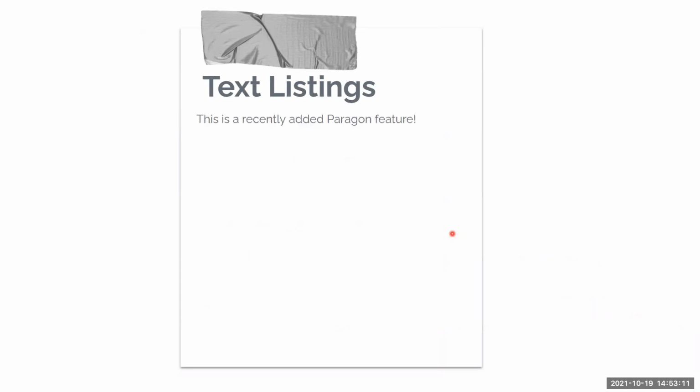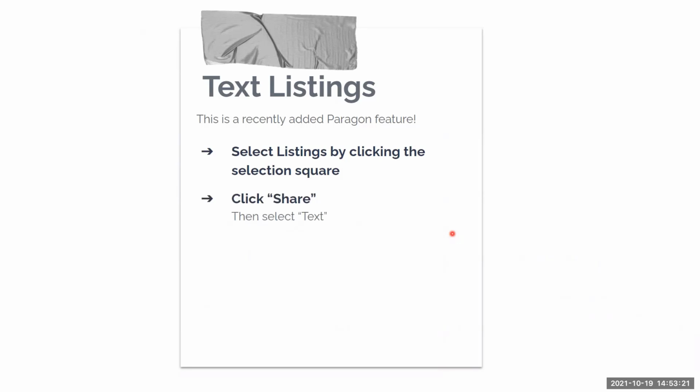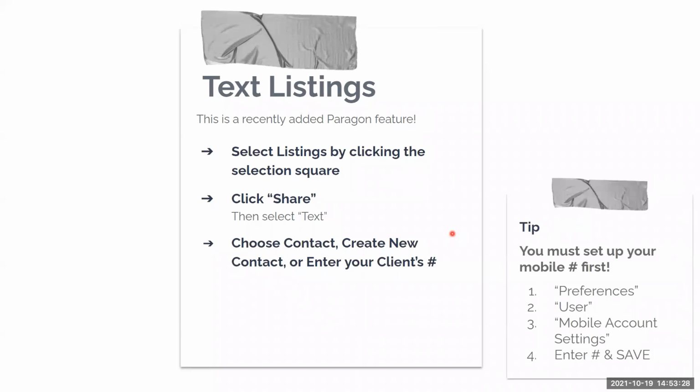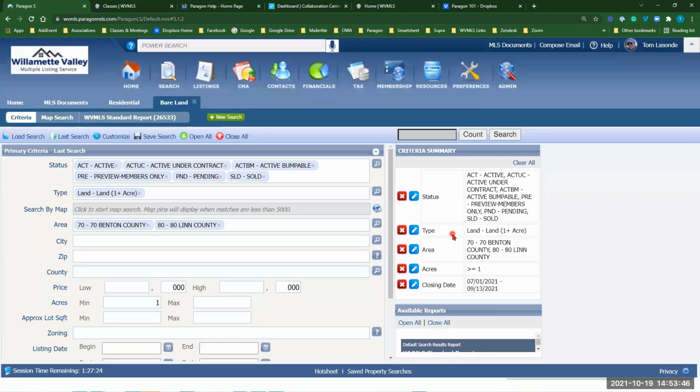And I'm going to also show you how to text the listing. It's a fairly new Paragon feature. You select listings by clicking the selection square again, click share and then text. And then you choose the contact, create a new contact, or you enter your client's mobile number. Tip on this here is texting will only work if you took a minute. You've got to go into preferences, click your user, and add under mobile account settings. You need to add your mobile number to make that work. So let me jump over to Paragon here really quick.